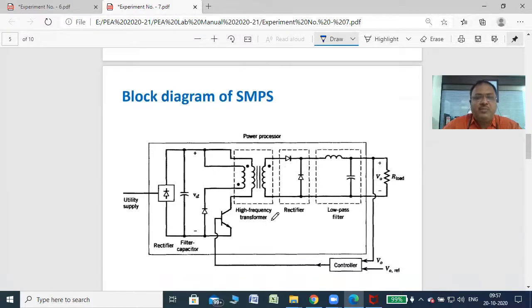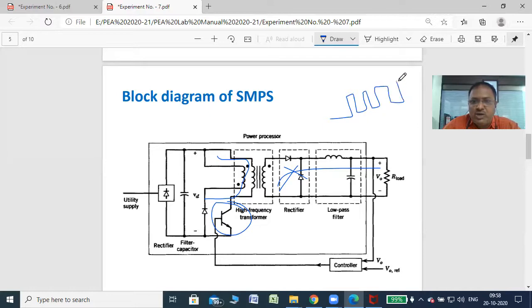This is a simple block diagram of an SMPS, in which this particular high frequency transformer is used. This particular switch is continuously on and off, right? Whenever the switch is on, that time the pulse will be given to the secondary. Whenever the switch is off, no pulse to the secondary, right? So in this particular output or regulator, the output is something like pulses.